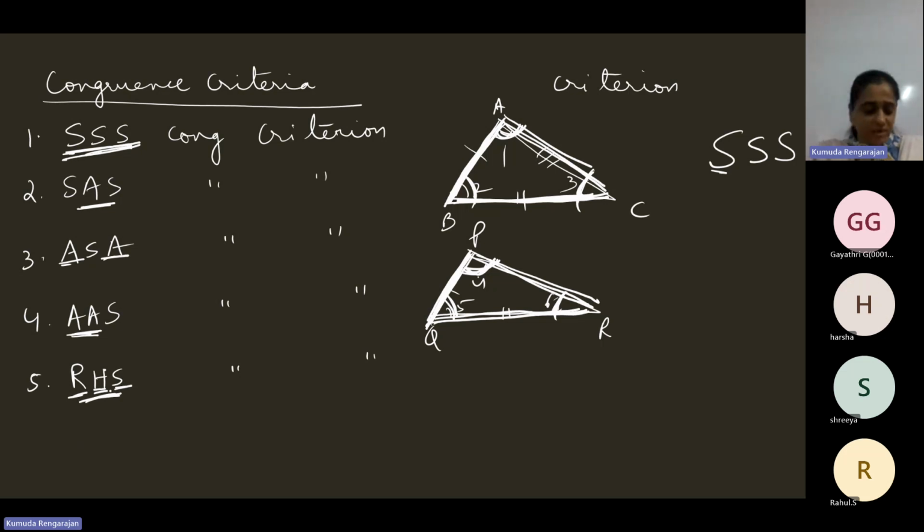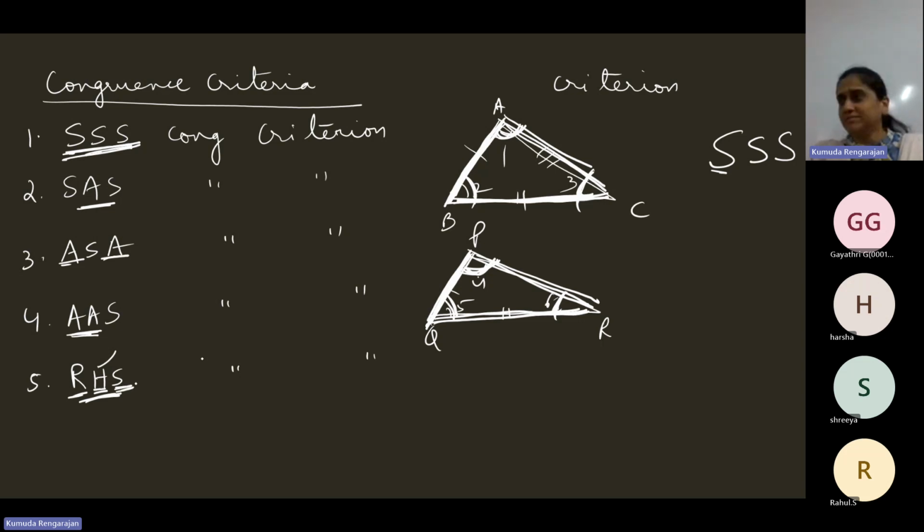So right triangles, meaning we already have one pair of equal angles, 90 degrees, 90 degrees. Both are right triangles, so we already have one pair of equality, 90 degrees. In the first triangle, one angle is 90. In the second triangle also, one angle is 90 degrees. Then H is hypotenuse. The hypotenuse in both the triangles must be equal.